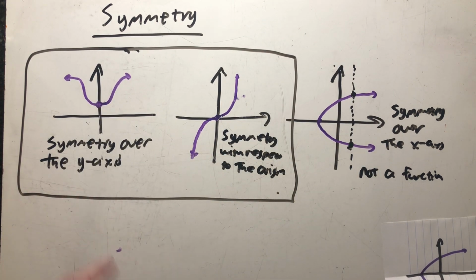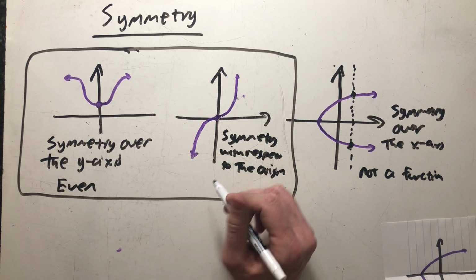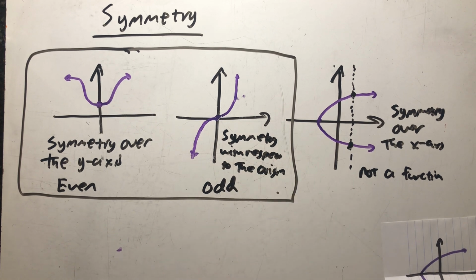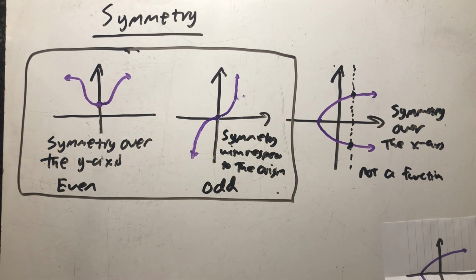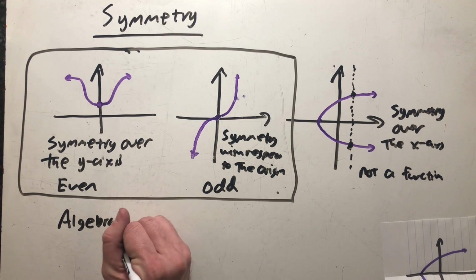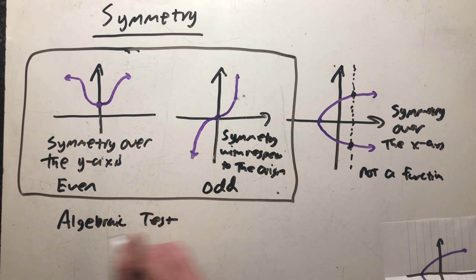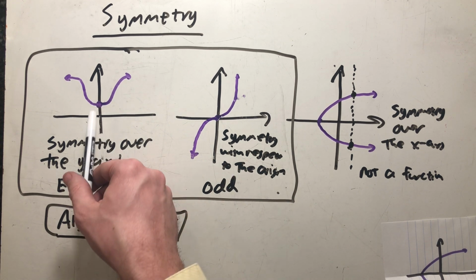Functions with this kind of symmetry are called even functions. Functions with this kind of symmetry are called odd functions. And what's nice is if we have a picture, it's easy to tell if we're even or odd, have symmetry over the y-axis or symmetry with respect to the origin. There's even an algebraic test for whether a function is even or odd so that we can tell from an equation whether it's even or odd. Because if I know I have an even function, it's going to be easier to graph.